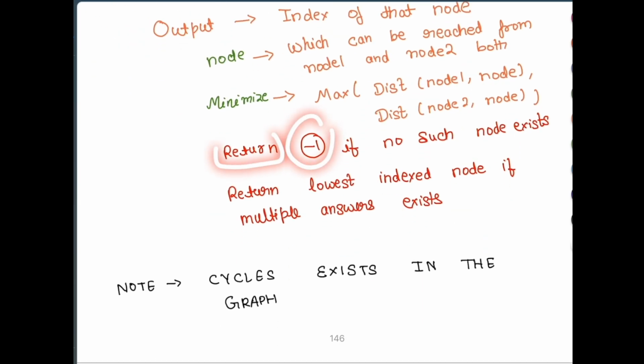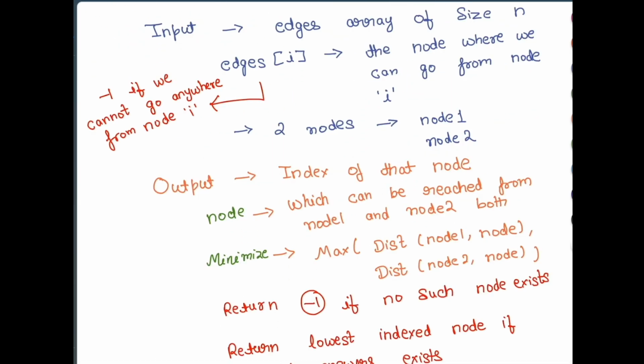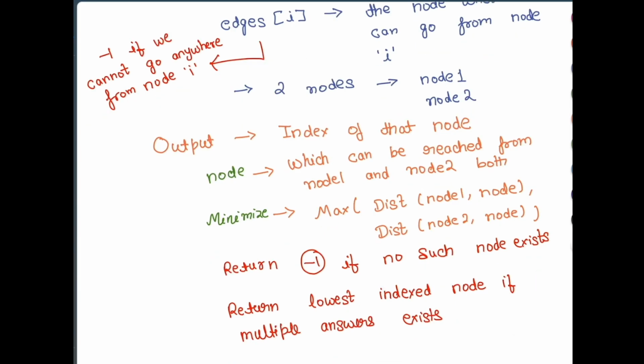Now, you need to return minus 1 if no such node exists. That is, for the given node 1 and node 2, we do not have any common node which can be reached from node 1 and node 2 both. So in that case, you will return minus 1.